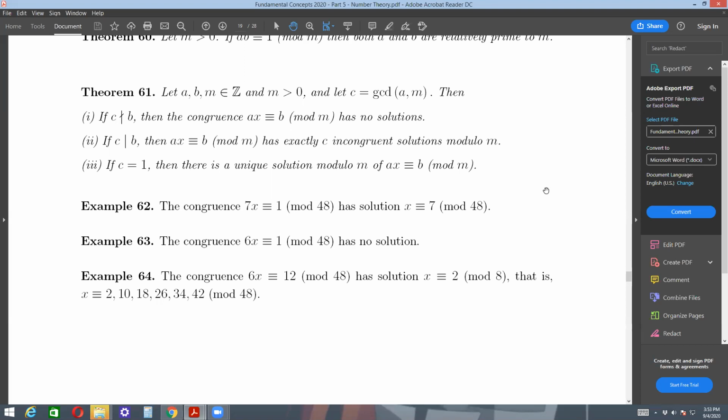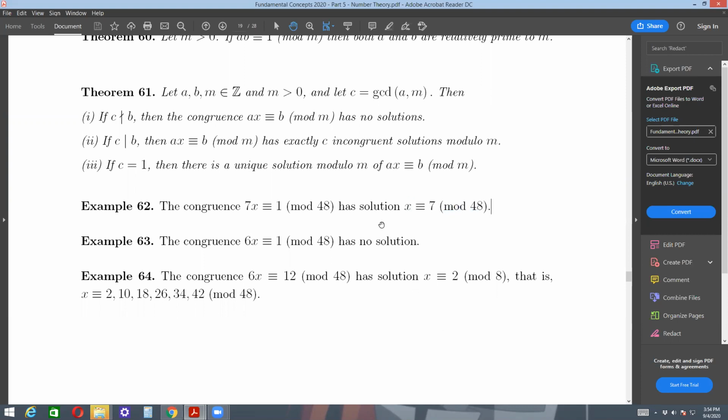If I take x is 20, that was another one. 20 times 5 is 100. The highest multiple of 7 less than 100 is 98, so again, remainder 2. So all of these numbers work. When I say x is congruent to this thing, this is just a shorthand way of saying every number that is of the form 7 plus 48k will work. This is just a simpler way of writing it.